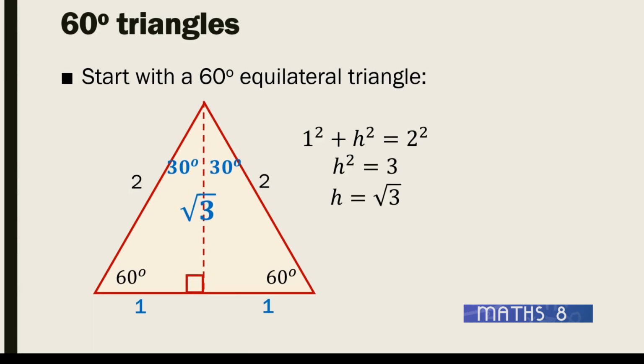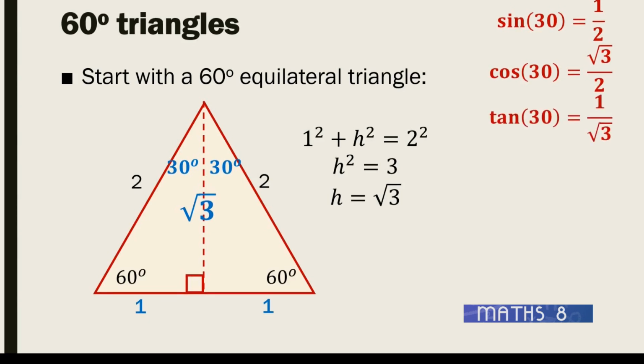We can now find sine, cos and tan of 30 and 60. We'll start by using this angle here, 30 degrees. Sine 30 is the opposite over the hypotenuse, which is 1 over 2, or half. Cos 30 is the square root of 3 over 2. Tan 30 is 1 over the square root of 3. And we can find all of these by just using this triangle here on the left.